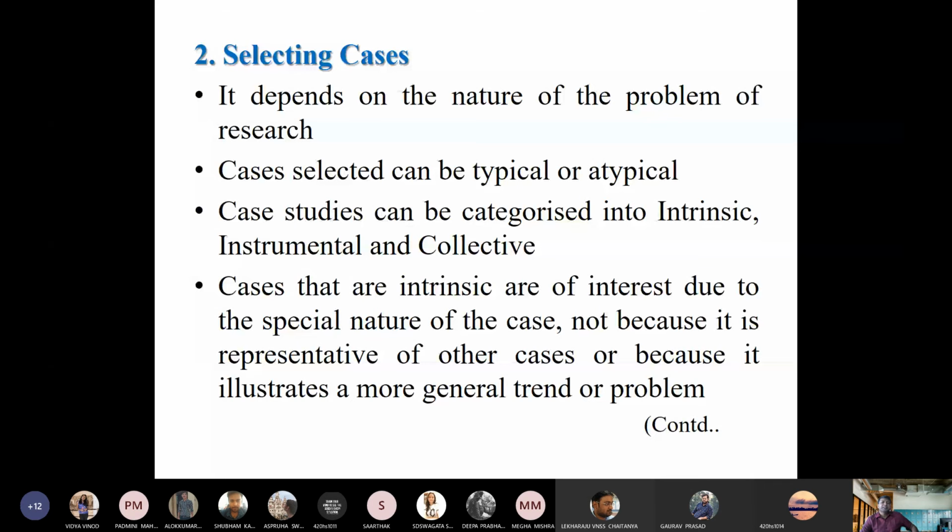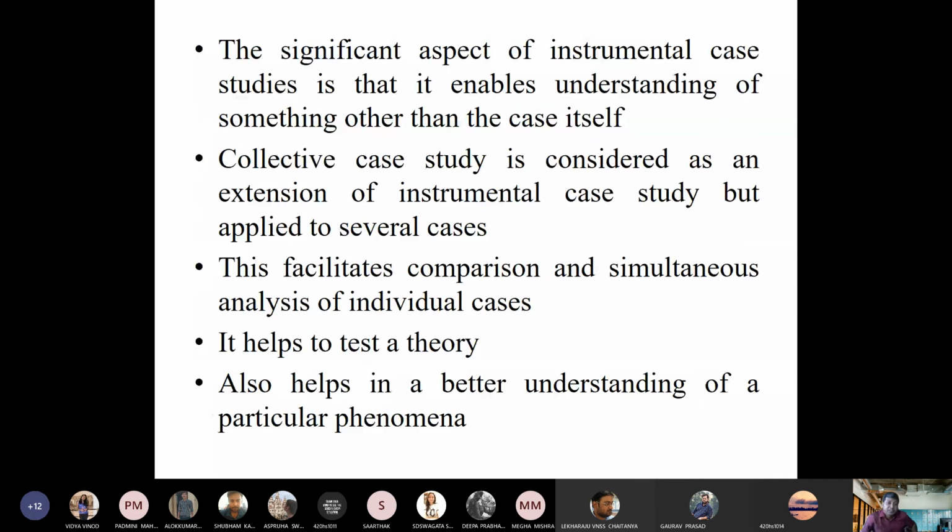The significant aspect of instrumental case studies is that it enables the understanding of something other than the case itself. So in the instrumental aspects, while we are studying a particular case, it will enable you to understand something other than the case itself. While you interact with that case and have an in-depth discussion of that case, you will not get information only about that case. Rather, that case will lead you and apprise you of lots of information which is not relating to that case, which is relating to somebody else.